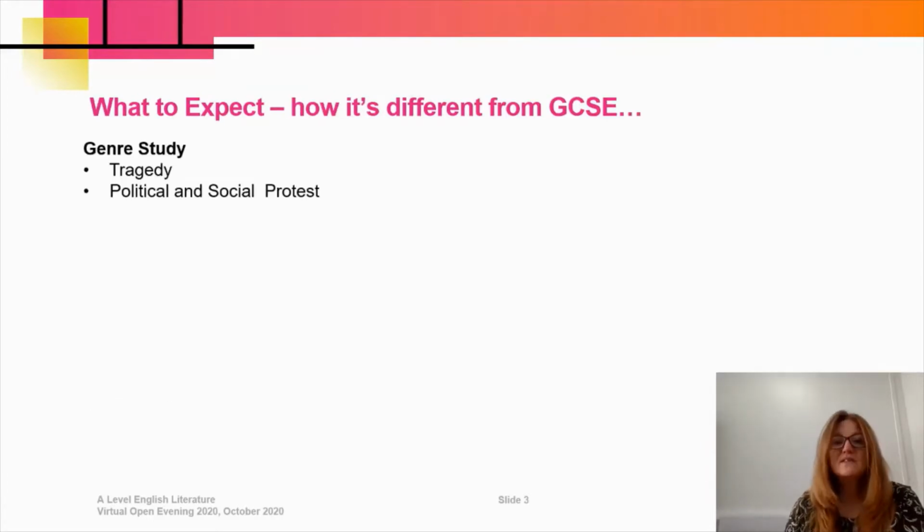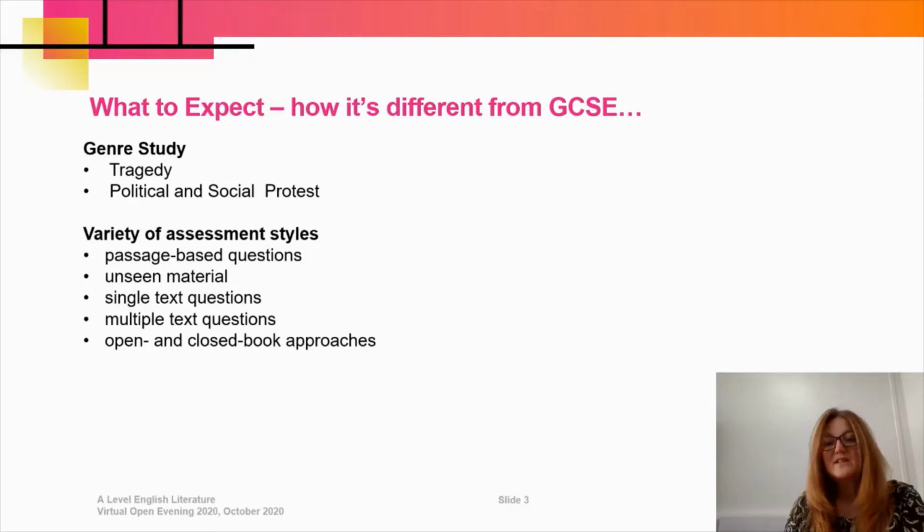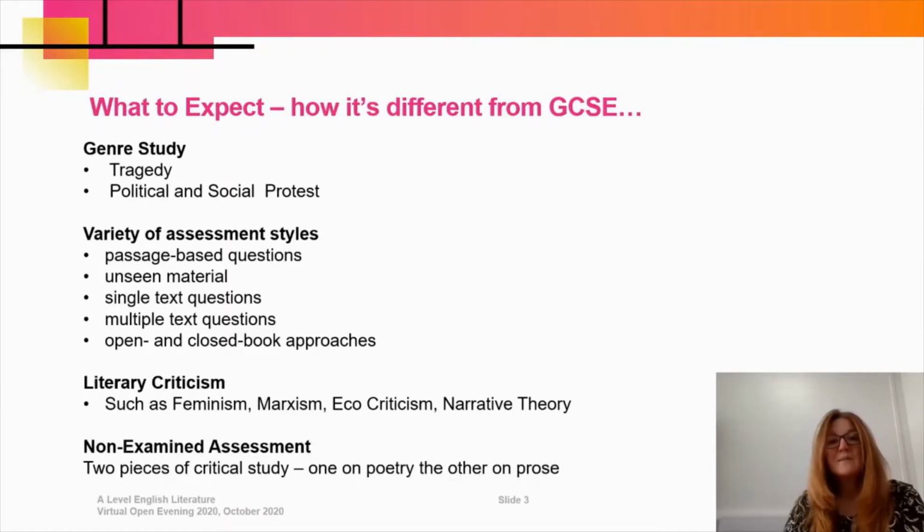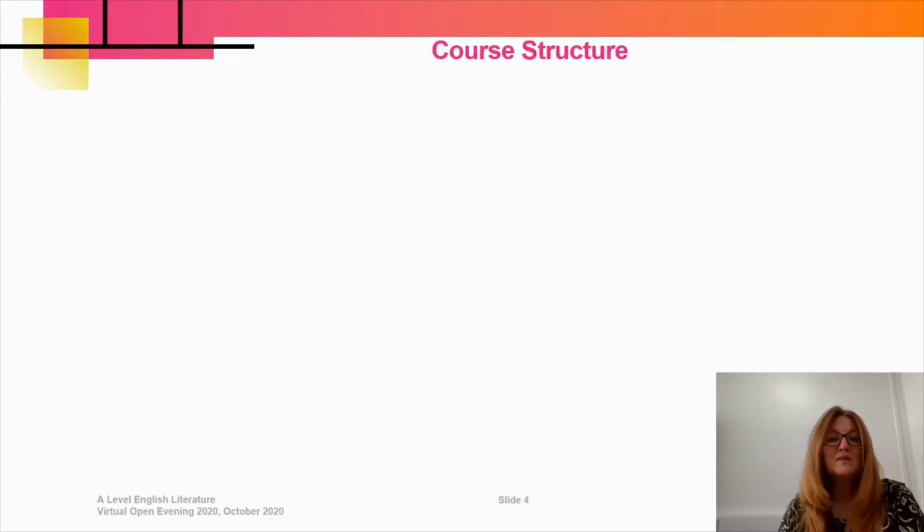So what to expect? How is it different from GCSE? Well, for a start, we have two genre studies, tragedy and political and social protest. We have a variety of assessment styles: passage-based questions, unseen material, single text questions, multiple text questions, open and closed book approaches as well. We also look at texts from particular political perspectives such as feminism, Marxism, eco-criticism, and narrative theory. You also have a non-examined assessment, which you would know as coursework, which is two pieces of critical study, one on poetry and one on prose.